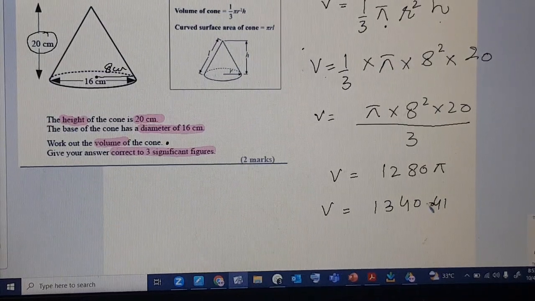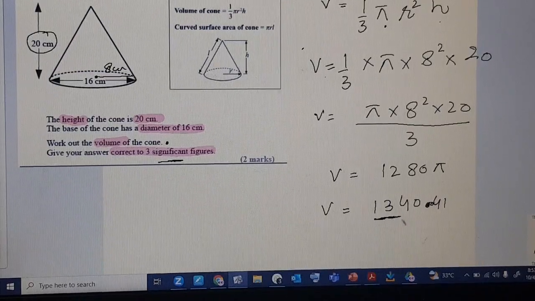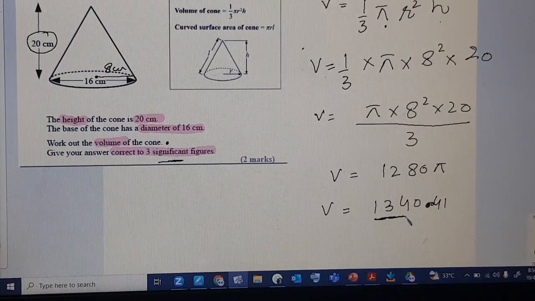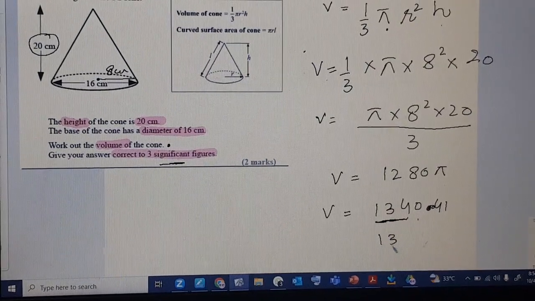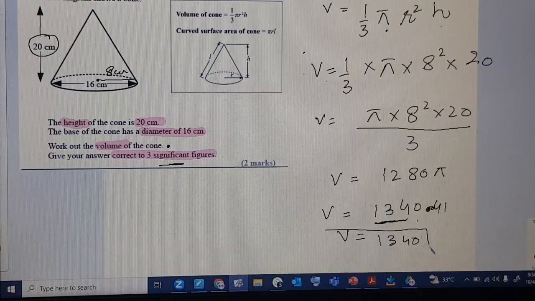So the answer I'm getting is volume is equal to 1340.41. And since they said that the answer must be up to 3 significant figures, and 3 significant figures means 3 digits which are not 0, starting without the 0. So I have 1, 3 and 4. So this is already 0. So 1340 is going to be my answer in this question.